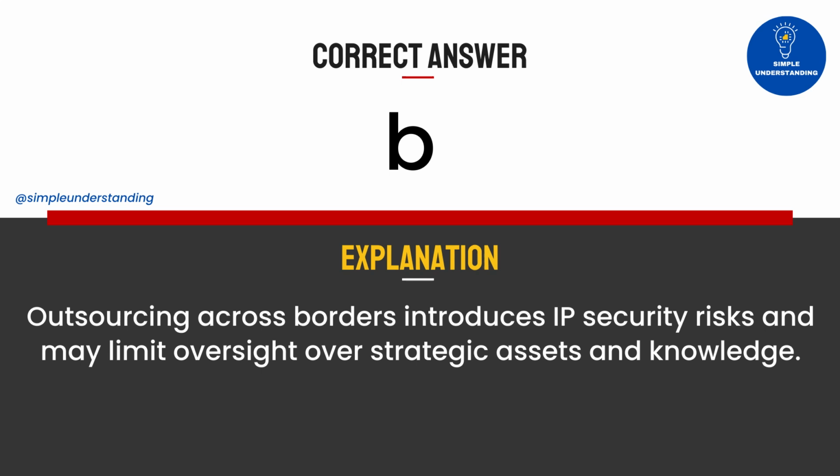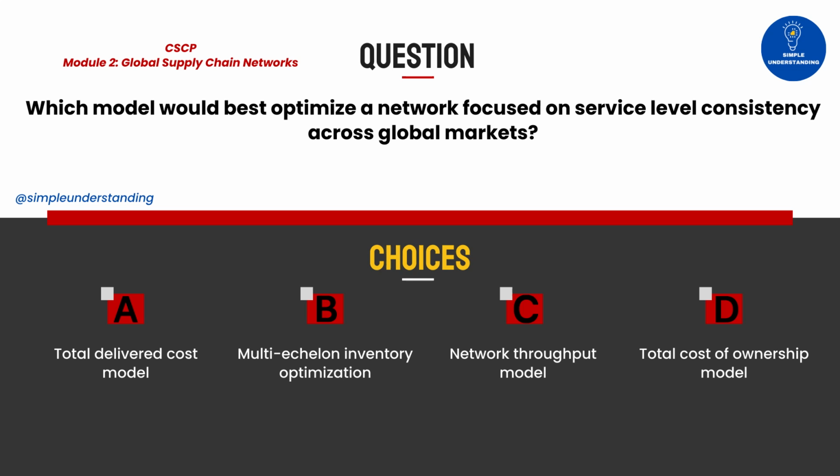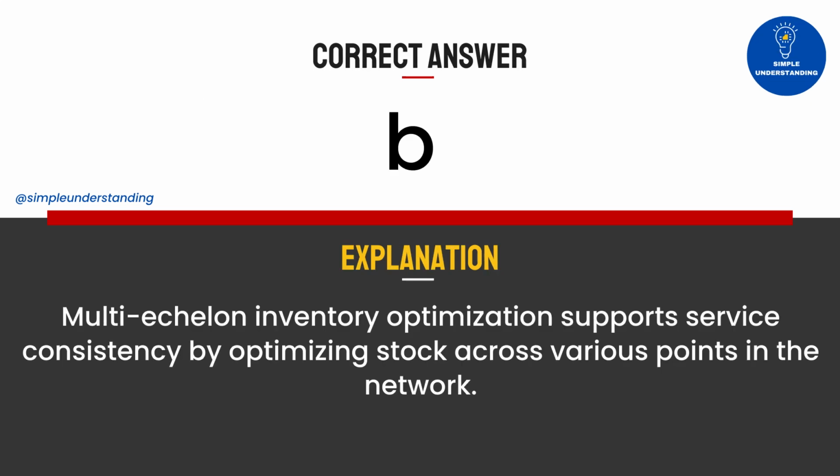3. Which model would best optimize a network focused on service-level consistency across global markets? A. Total delivered cost model. B. Multi-echelon inventory optimization. C. Network throughput model. D. Total cost of ownership model. Correct answer, B. Explanation. Multi-echelon inventory optimization balances inventory across multiple locations to ensure consistent service levels globally.